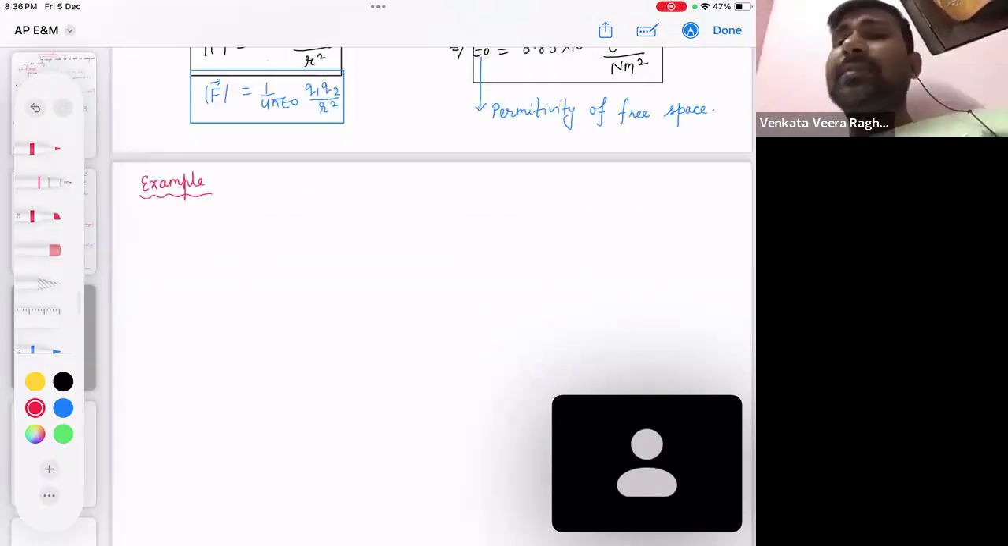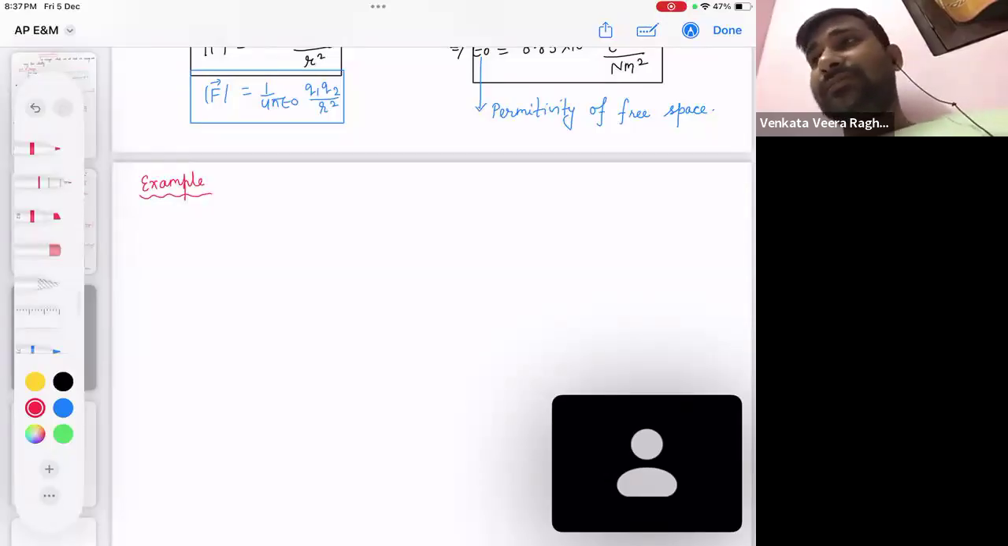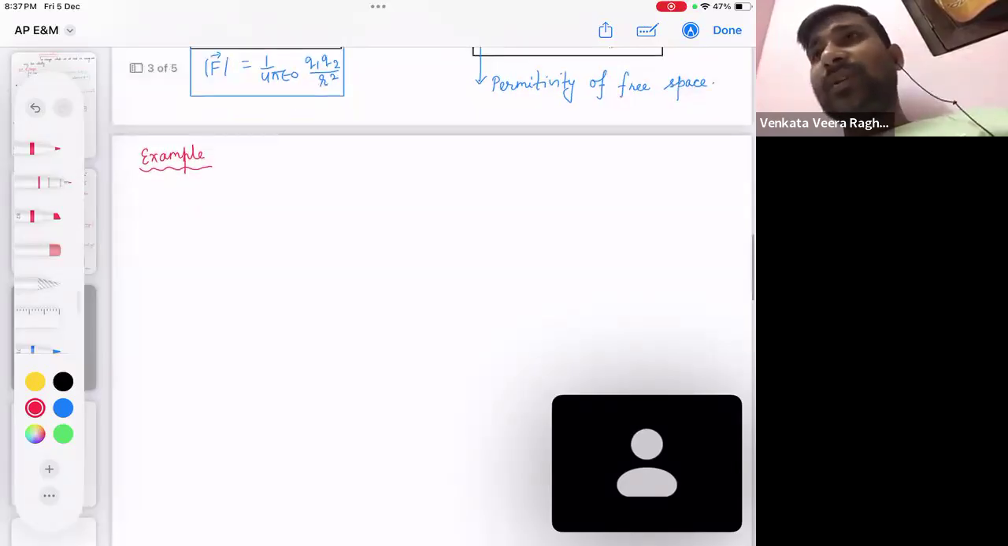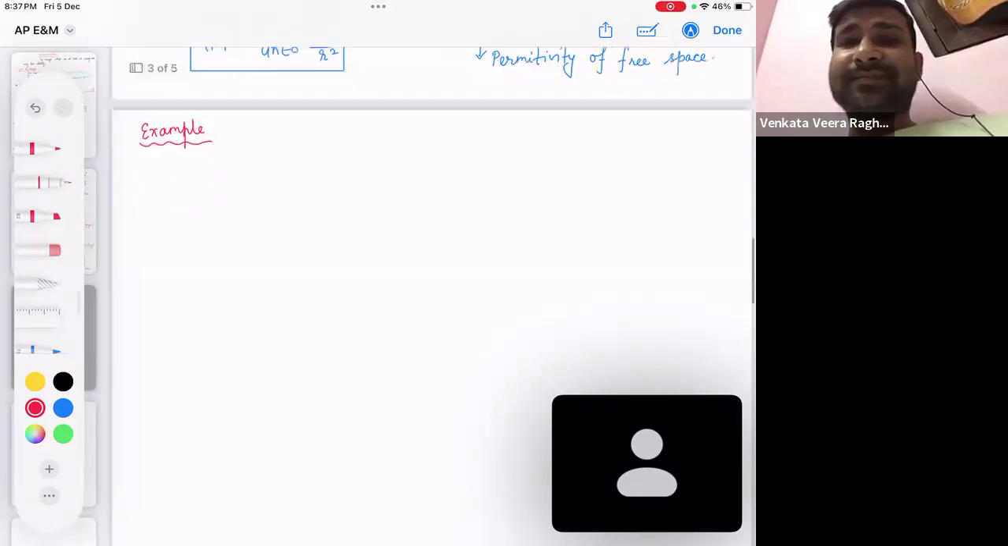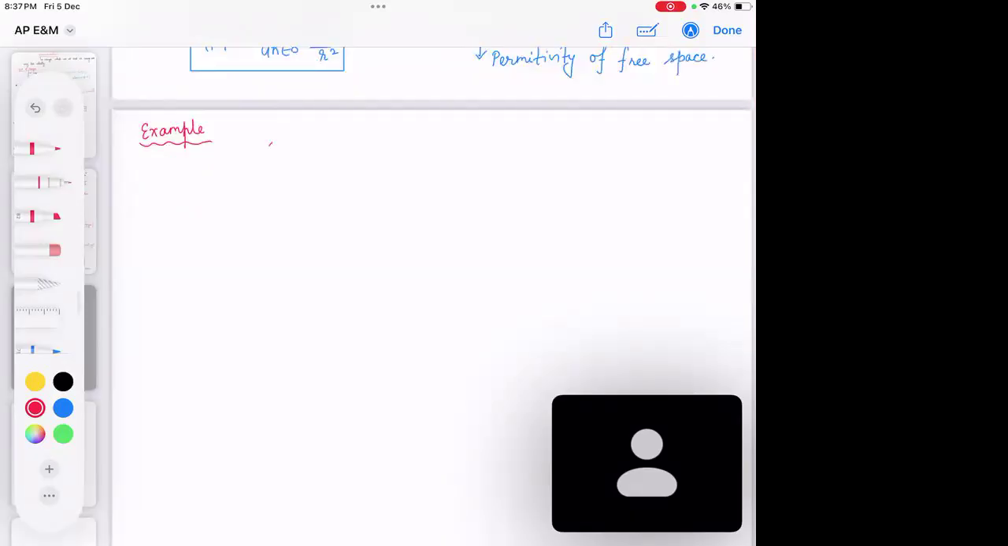Before doing the example, there is a term called the principle of superposition. Even if I don't tell you the principle of superposition, you will be able to solve the question. So can I just take a question, solve it for you, and then tell you that you have already used the principle of superposition? Please tell me.